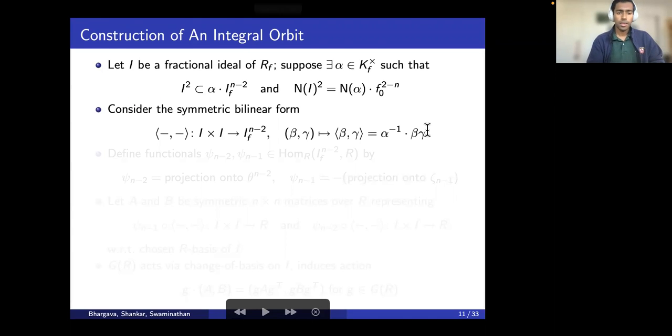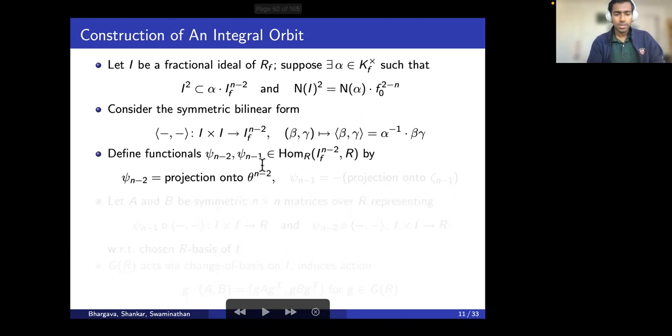Okay, so if you're given a pair of a fractional ideal I and a number alpha satisfying these conditions, then we can consider the following symmetric bilinear form on I with values in I_f^(n-2). It just takes two numbers beta and gamma in I, multiplies them and divides by alpha, and then you'll get an element of I_f^(n-2). So that's a symmetric bilinear form.